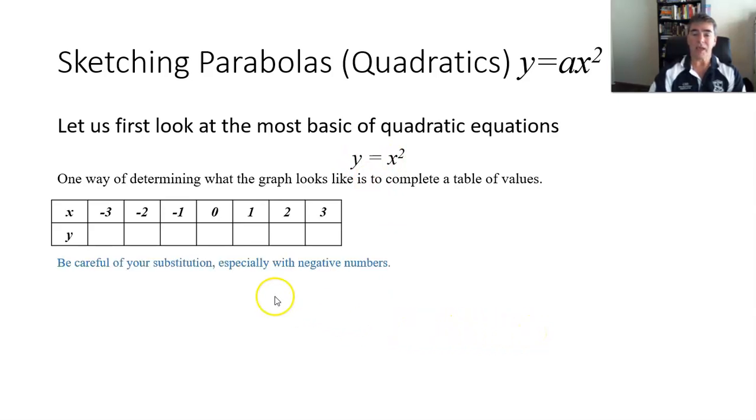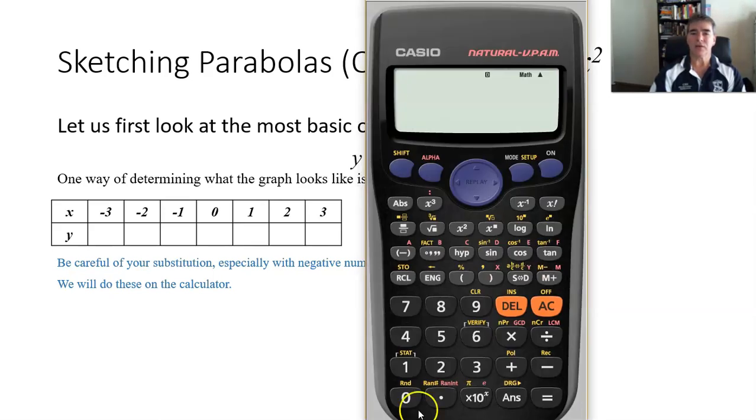So what we have to be careful of is substituting in negative numbers. And to do that, we're actually going to use the aid of a calculator to help us, and I like to use the Casio calculator. And you can see here we've already got a squared button. That's going to help us.